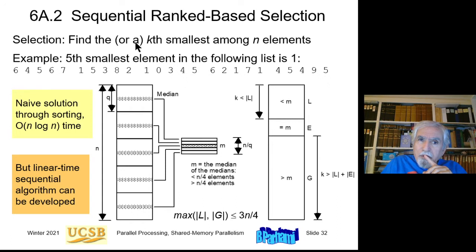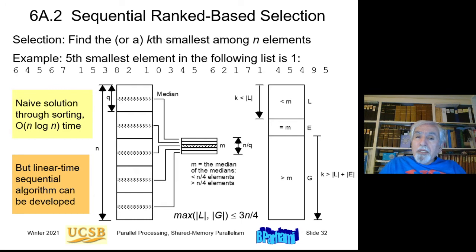That's why I put an "a" here. It's not always the kth smallest, but a kth smallest. So the outcome of choosing the fifth smallest element in this list should be 2. And sometimes we may be interested in the location of that element, in which case this is one location and this is another location.